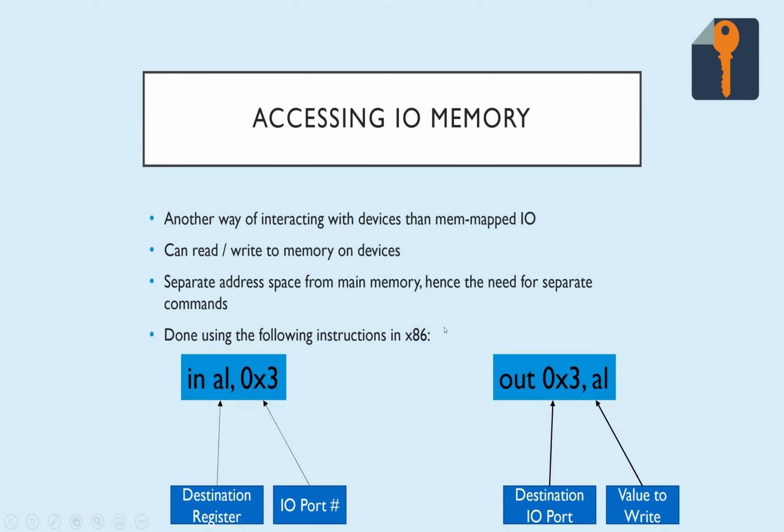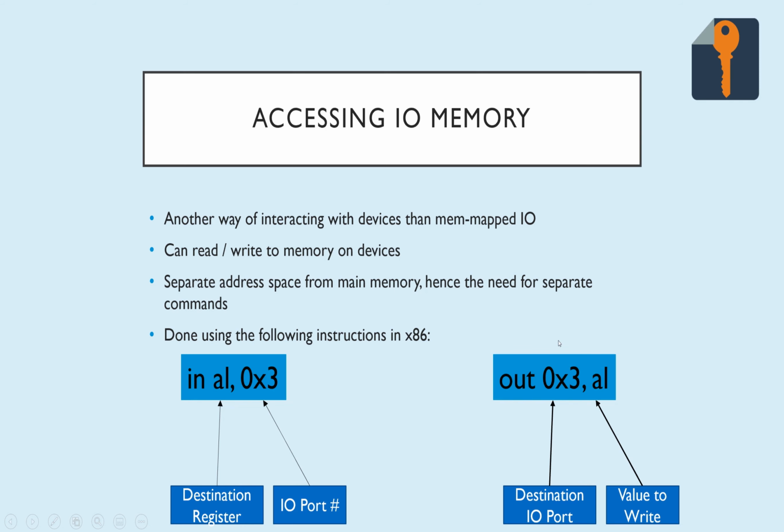So here are our 2 commands. This is our hammer and our nail here. This is what we need for I/O memory. We have the in command where we say which register we're going to store it in and the port that we're grabbing the value from. So we're going to go out to 0x3, grab that value and stick it in AL. We also have out where we tell it which destination port we want to write to, and give it the register that contains the value that we will be writing.